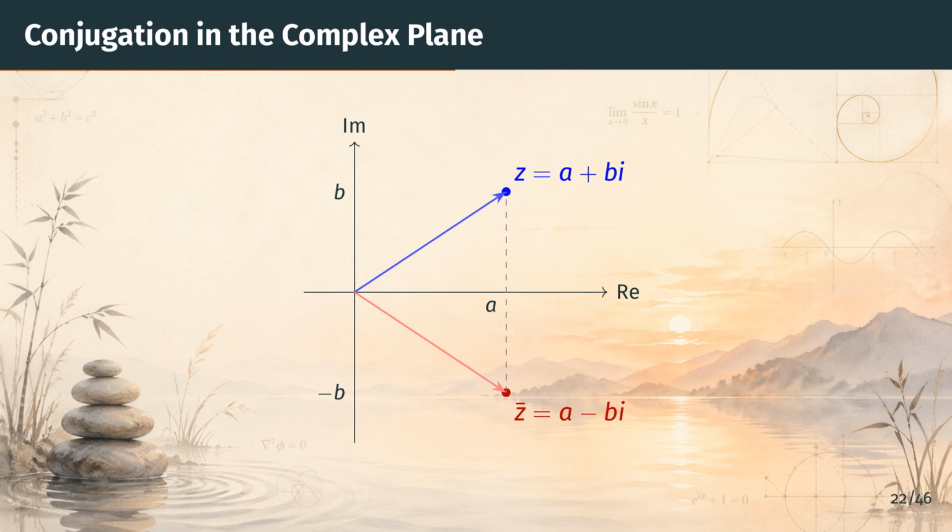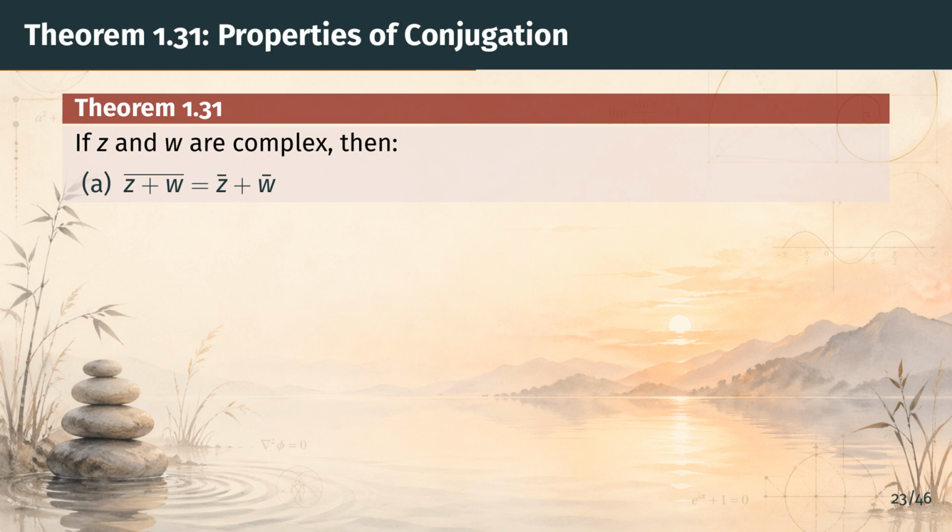Now let's explore the algebraic properties of conjugation. Theorem 131 lists the key properties of conjugation. Part A says that conjugation distributes over addition. The conjugate of a sum is the sum of the conjugates. This follows directly from the definition.